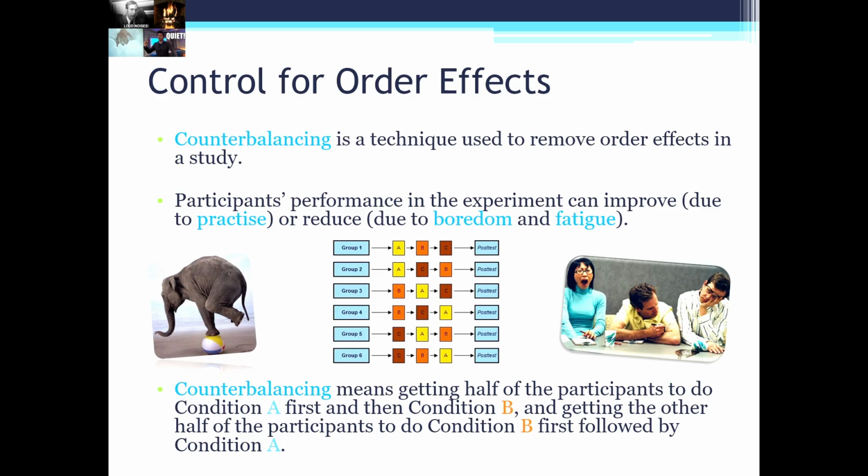So what you do is you split your participants in half, and half of them would do rock then classical, and the other half would do classical then rock. So you kind of just switch the order that they do the study. And then that means that the order effects are in both conditions and then they balance out the impact, so that the only change that you're seeing in your study is the impact of your IV and not this potential EV.